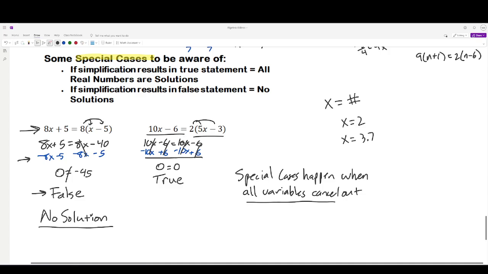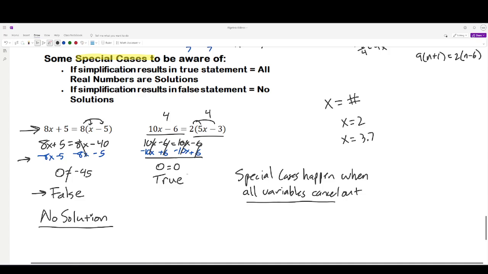So let's just plug in 1. That would be 10 minus 6 is 4, and 2 times 5 minus 3, 5 minus 3 is 2, 2 times 2 is 4. If you plug in 2, 20 minus 6 is 14, and then 2 times 10 minus 3 is 7, 2 times 7 is 14. You get the same number, no matter what you put in.